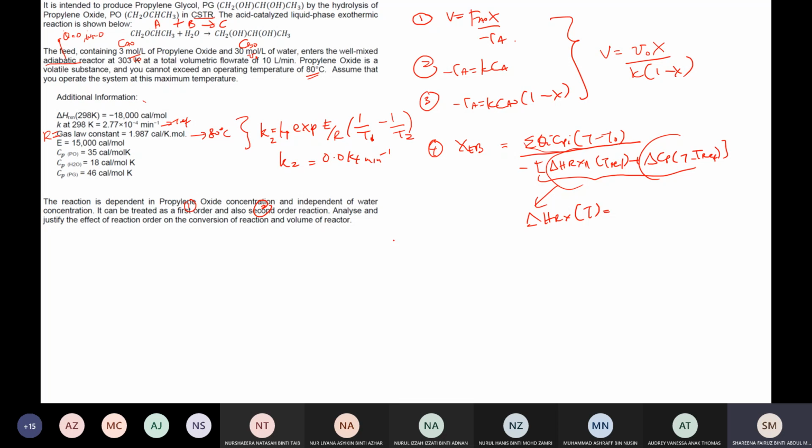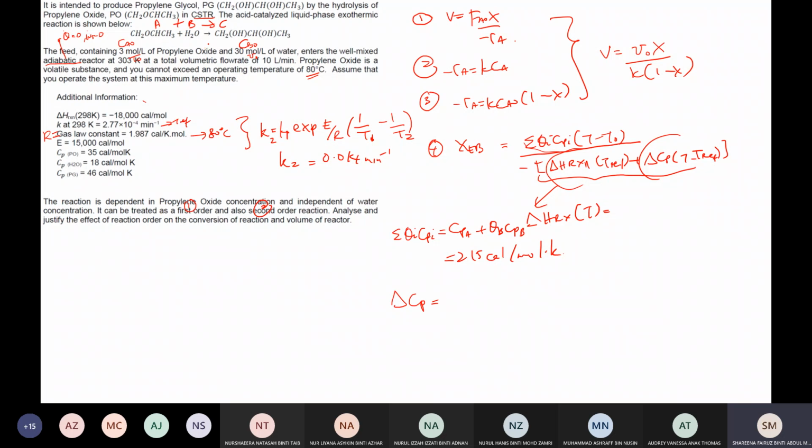This one you need to get the sum of theta_i Cp_i, which is Cp_A plus theta_B Cp_B. So from here the answer would be 215 cal per mole K. Alright, and then the information that you need to get next is delta Cp.